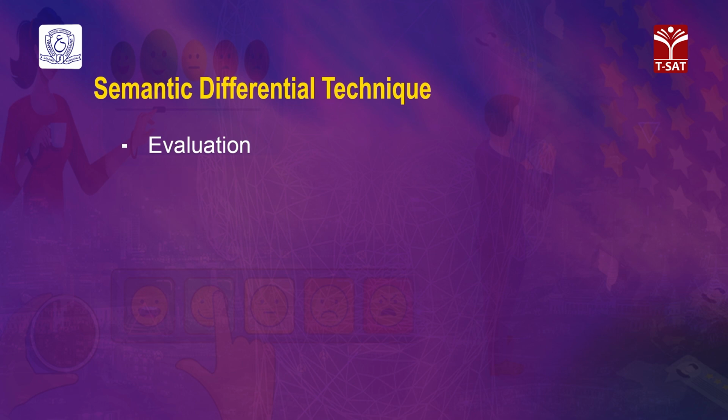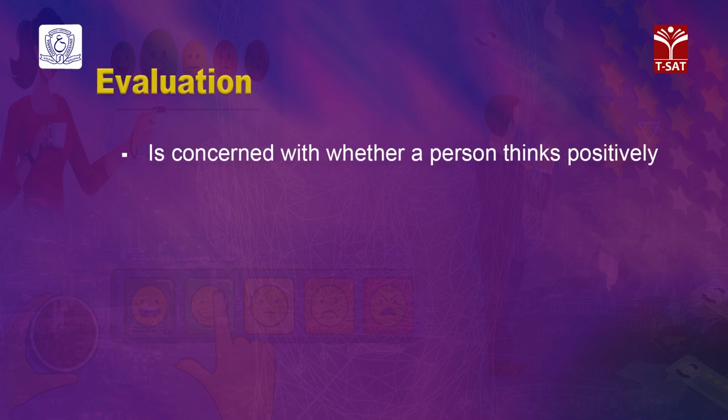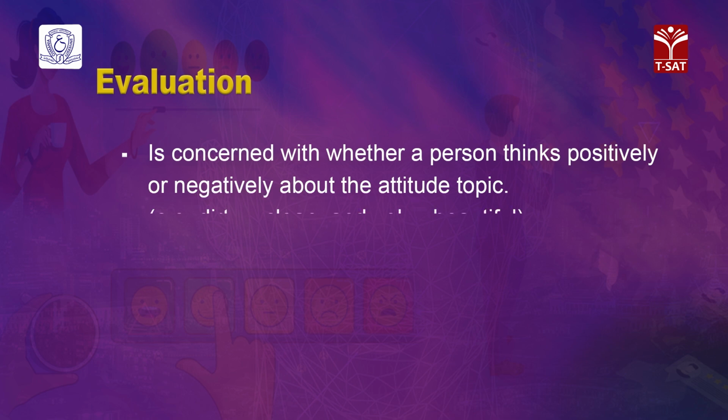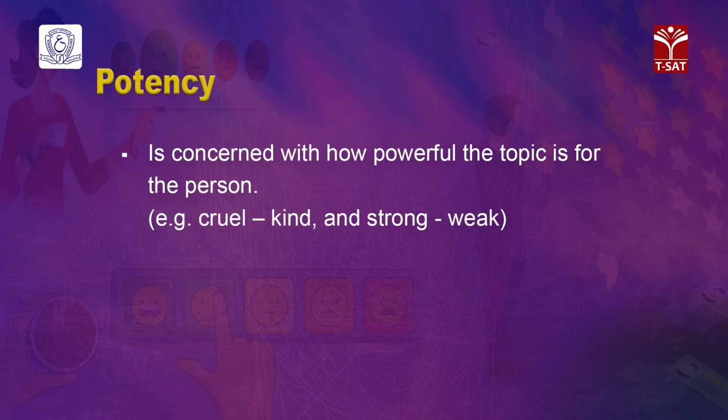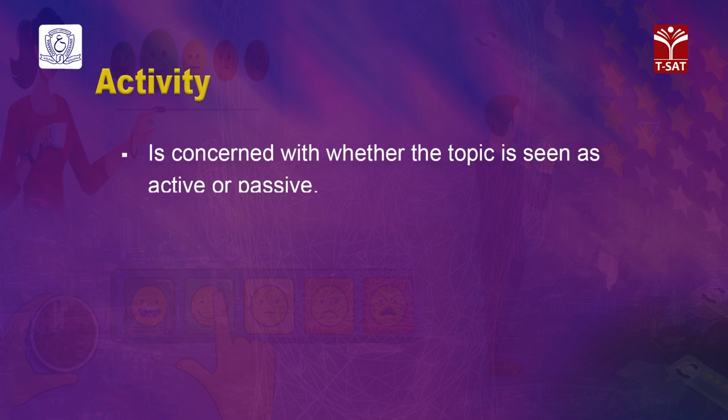What is evaluation? Evaluation is concerned with whether a person thinks positively or negatively about the attitude topic at hand. For example, like in the scale which I have demonstrated to you, dirty or clean, ugly or beautiful. Then comes the potency. Potency is concerned with how powerful the topic is for the person. Example, is that cruel or is it kind, strong, weak, the intensity, that is what matters here. Then the third is the activity, which is concerned with whether the topic is seen as active or passive. For example, we can directly use active, passive.